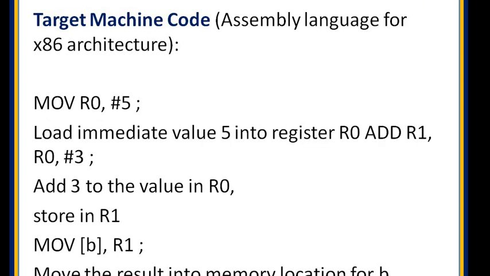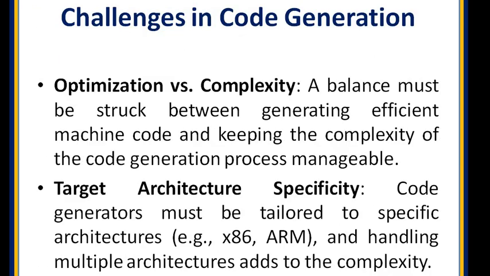And we are having the target machine code that is called the assembly language. First we are going to write move r0, #5, that is load immediate the value of 5 into the register. Next, add r1, r0, #3, that is add the value 3 to the register r0 and store in r1. Finally, move b, r1, that is move that result value to the b register.